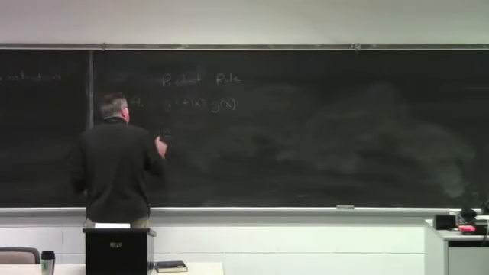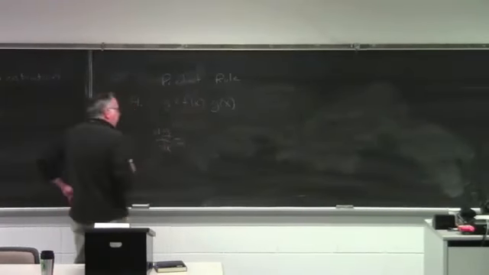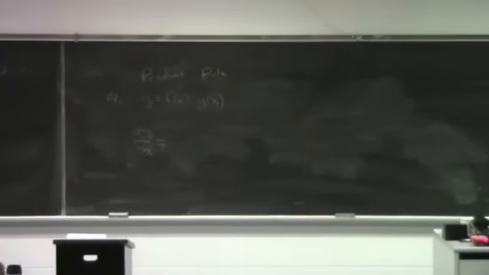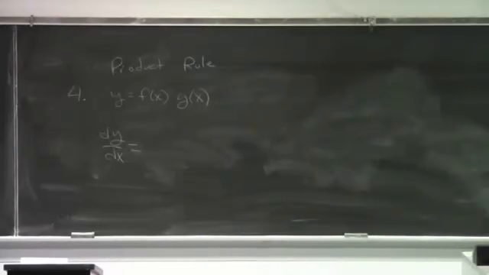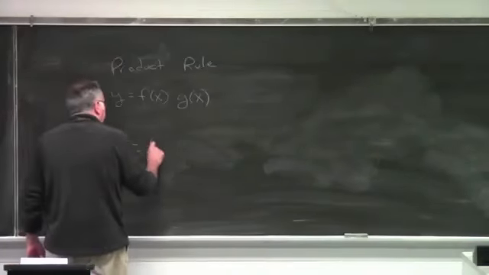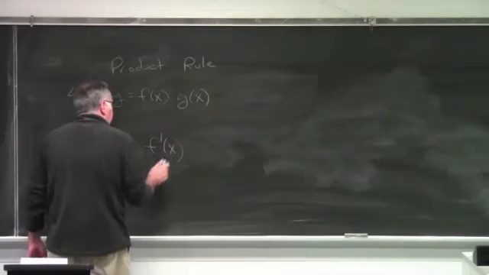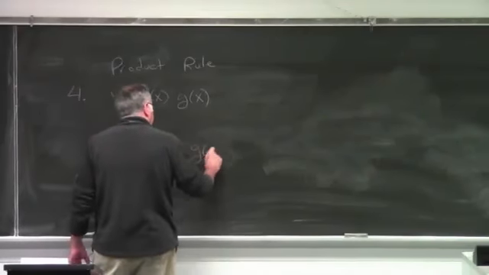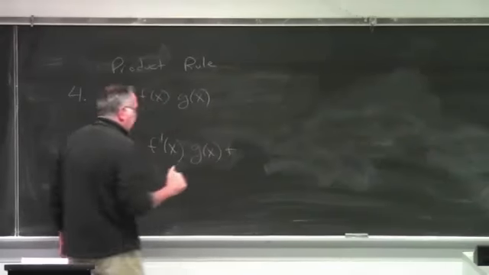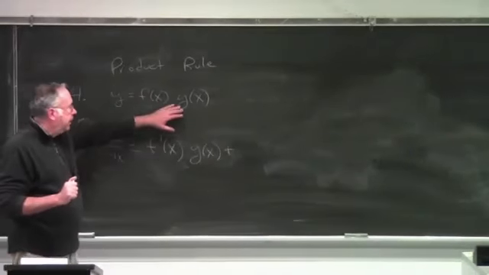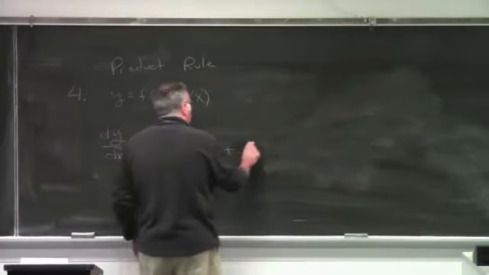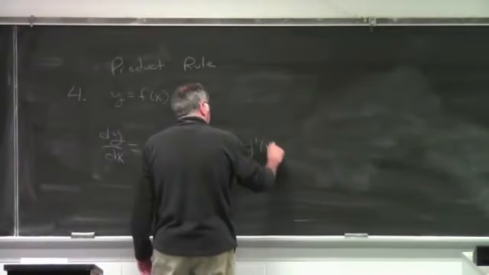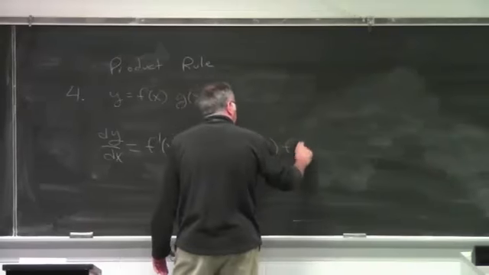dy/dx equals, now you may have seen it expressed in a slightly different fashion, but which is equivalent to this. So I'm just going to tell you my approach. You take the derivative of the first term, f prime of x, times the second term, g of x, plus the derivative of the second term, g prime of x, multiplied times f of x.